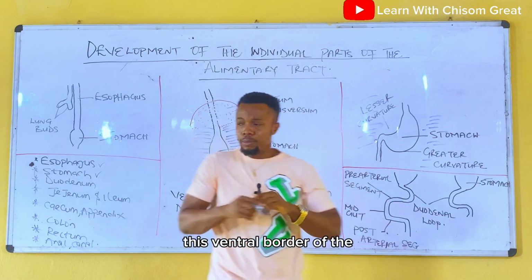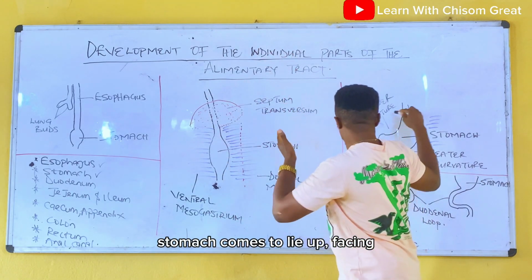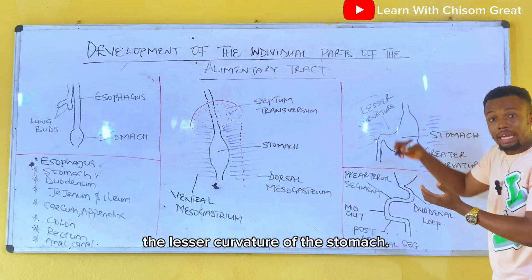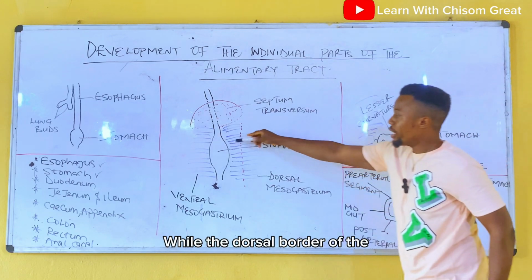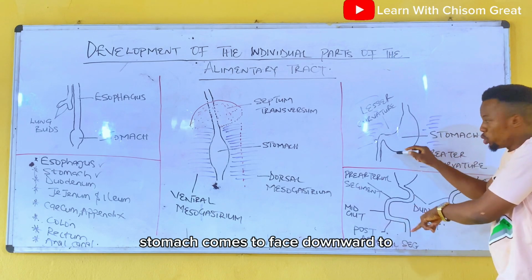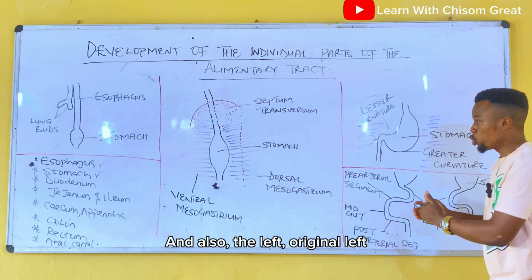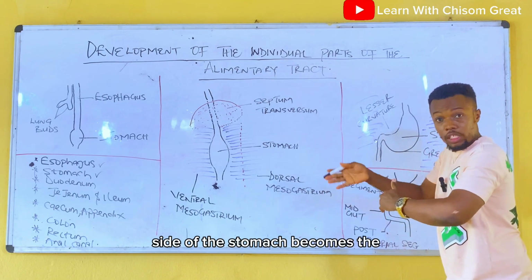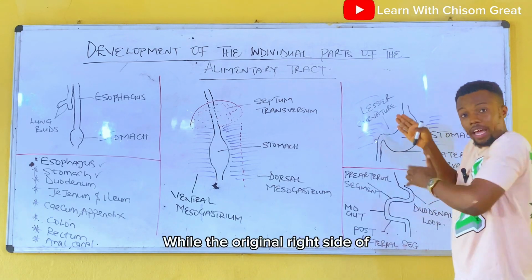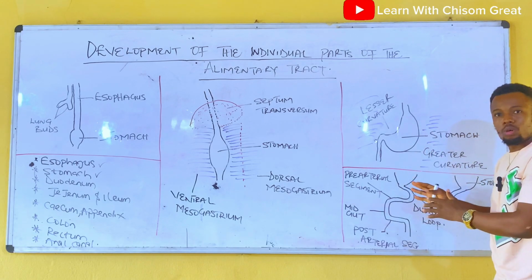So the ventral border of the stomach comes to lie facing upward here to form the lesser curvature of the stomach, while the dorsal border of the stomach comes to face downward to form the greater curvature of the stomach. And also the original left side of the stomach becomes the anterior surface of the stomach, while the original right side of the stomach becomes the posterior surface of the stomach.